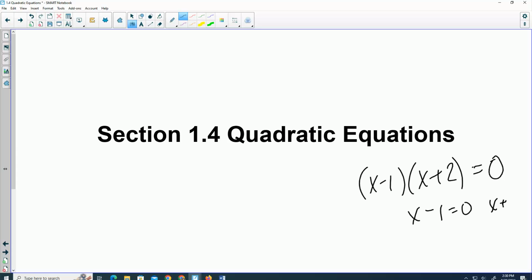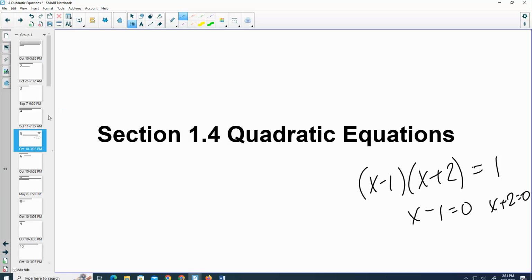This is called the zero factor property. Because the only way you get 0 when you multiply is if one of those two numbers is 0. And it has to be a 0. If I said it was equal to 1, does that mean one of these numbers has to equal 1? No, 0 is special. So it has to be a 0 over there in order to be able to factor and solve. So let's try a problem.